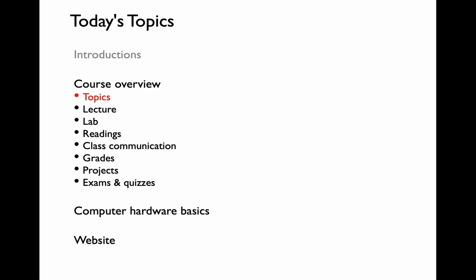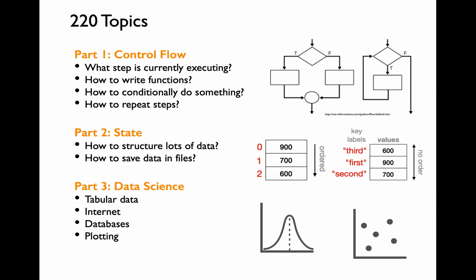Let me get started by giving you a high-level overview of the topics that will be covered as part of this course. The course is divided into three major parts. Part 1 will cover control flow topics. Control flow is all about asking a series of questions. What is my program doing now? What is my program going to do next? And so on. It's about getting a mental model of the step-by-step execution of the program.